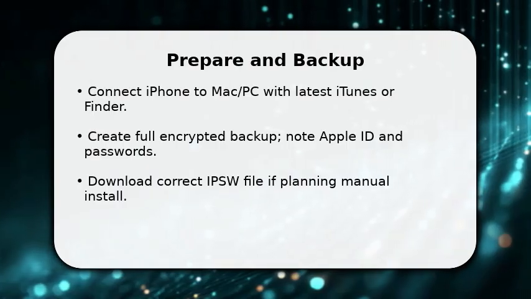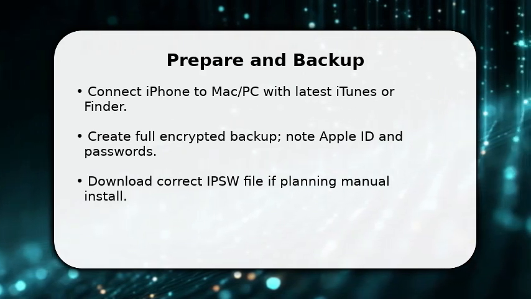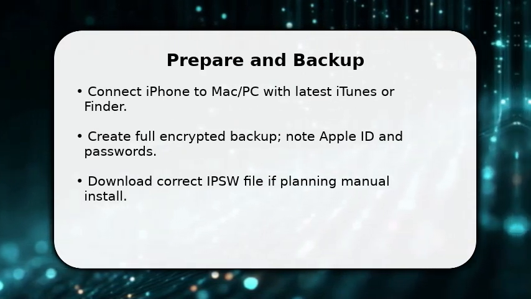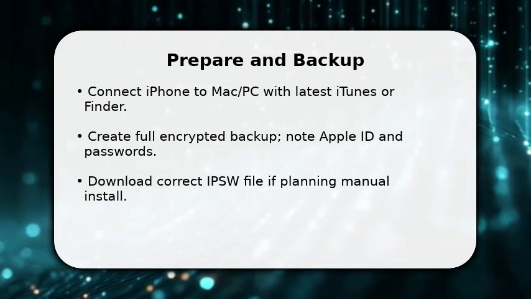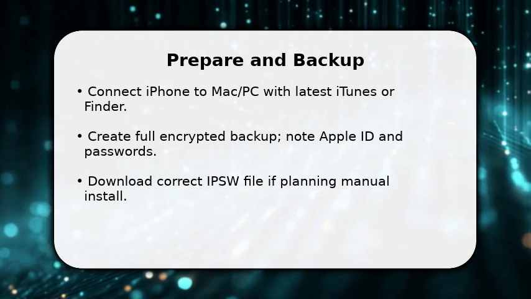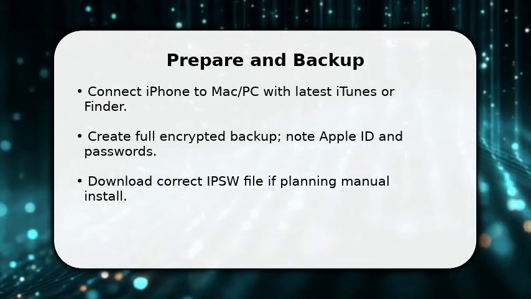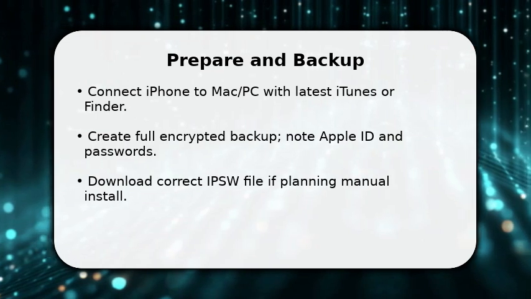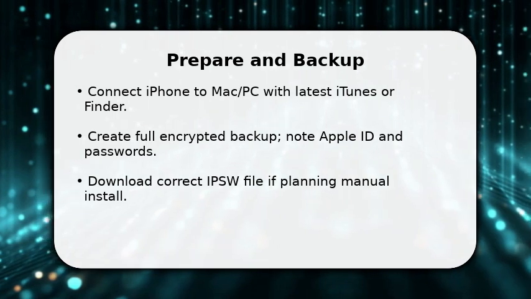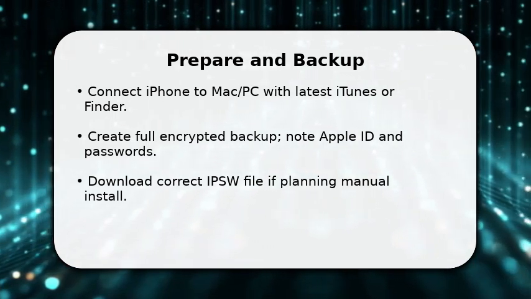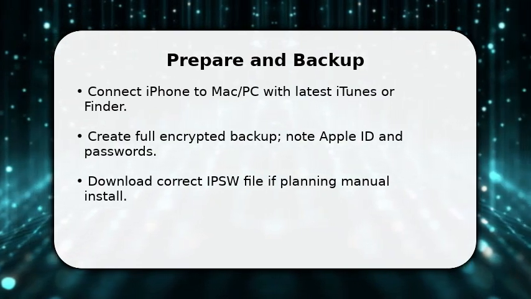You start by securing your data and tools. Back up your iPhone fully and encrypt that backup so passwords and health data transfer. Make sure iTunes or Finder is updated and your Mac or PC has a reliable USB cable. If you plan to install a specific firmware, download the matching IPSW now and confirm it's signed by Apple. Unsigned builds cannot be installed. Once done, disable Find My iPhone in Settings so the device can be restored without activation lock interruptions.